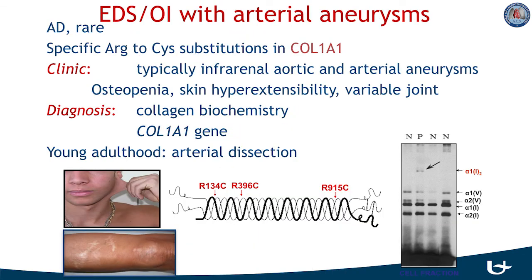A more recently described vascular type of Ehlers-Danlos syndrome is autosomal dominant and caused by specific arginine to cysteine substitutions in the triple helix of the alpha-1 chain of collagen 1. Aneurysms in those patients typically occur in the infrarenal aorta and infrarenal arteries. The disease can be associated with osteopenia, skin hyperextensibility, and variable joint hypermobility. Diagnosis is made by direct sequencing of the COL1A1 gene.